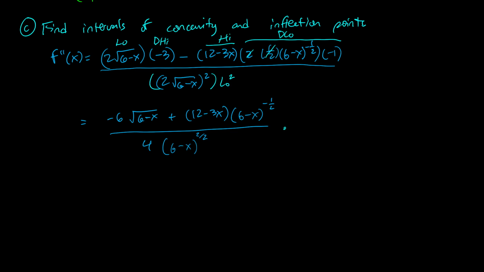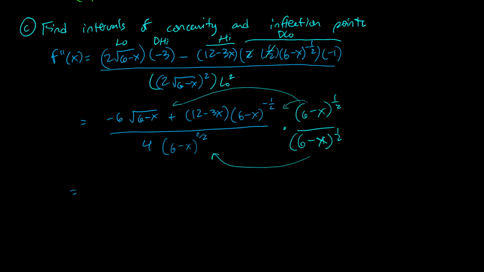I'm going to multiply this by 6 minus x to the 1/2 power. If I do that to the numerator, I need to do it to the denominator as well. I end up with negative 6 times square root of 6 minus x times the square root of 6 minus x, which just becomes 6 minus x.